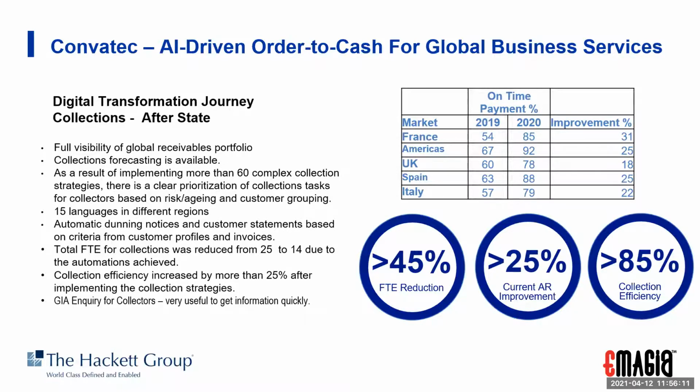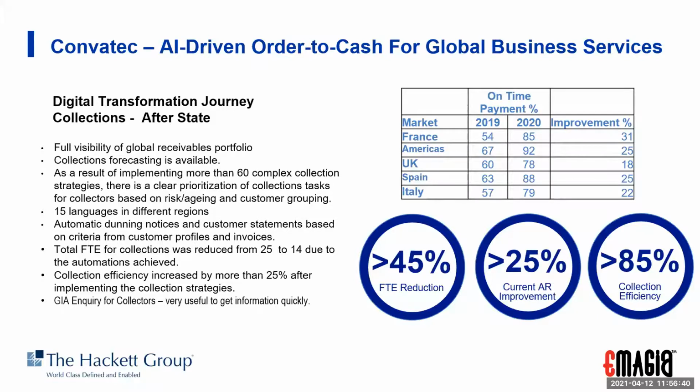Now, what we achieved after implementing Imagia, we have a full visibility of the global receivables portfolio. Once you log into Imagia, you have a complete visibility of any customer in any country, what the customer owes us and how long it has aged. As a result of implementing about 60 complex collection strategies, there is a clear prioritization for the collection tasks for collectors.